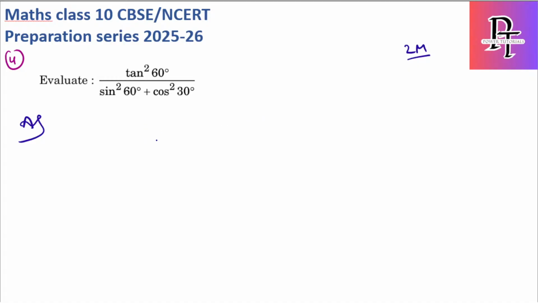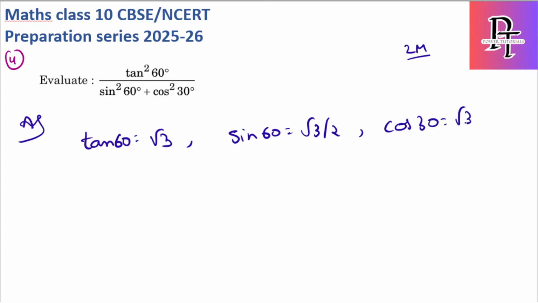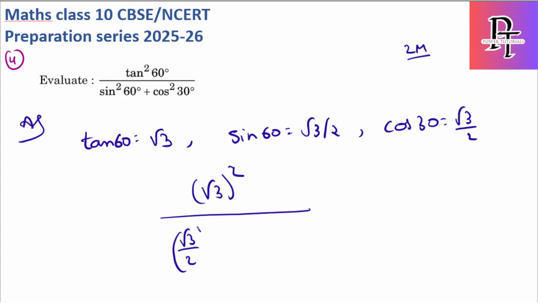Tan 60 value is root 3. For this type of question, it is better to write in this way. Tan 60 is equal to root 3. Sin 60 is root 3 by 2. And cos 30 is again root 3 by 2. Okay, now let's solve this. Tan 60 is root 3, so root 3 whole square by sin 60, which is root 3 by 2 whole square, minus cos 30, which is again root 3 by 2 whole square.